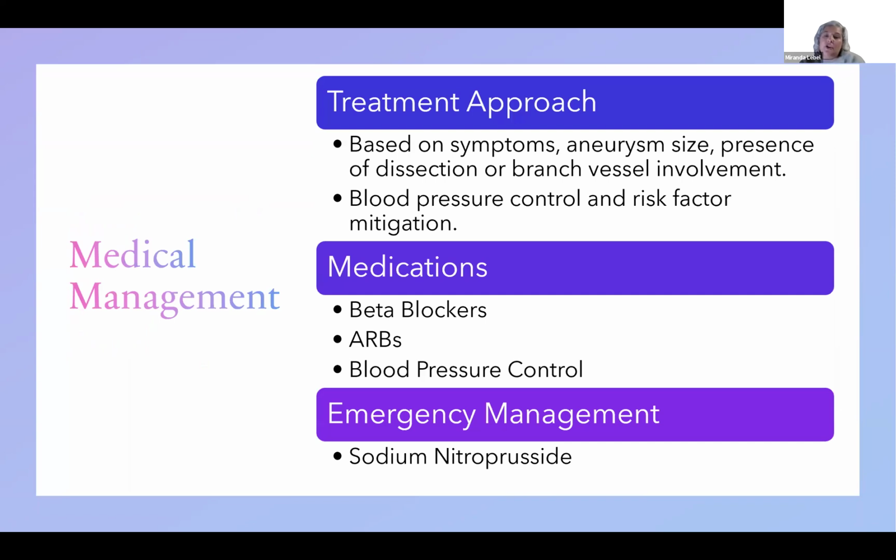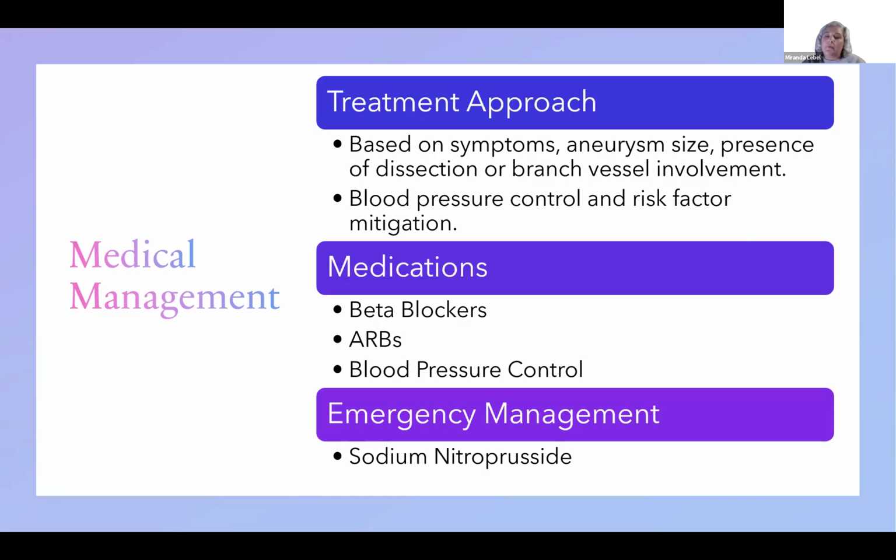Our treatment is going to be based on the size and symptoms and presence of dissection or branch vessel involvement. We're going to make sure that we have blood pressure control and risk factor correction. We're going to give beta blockers. That's our main treatment. So your olols, your atenolol, metoprolol, carvedilol. We can give angiotensin receptor blockers, those ARBs.